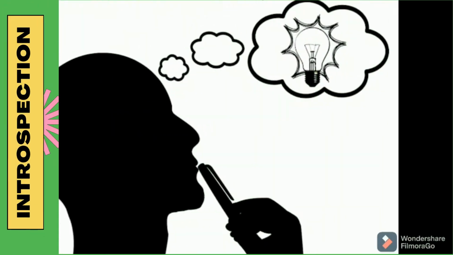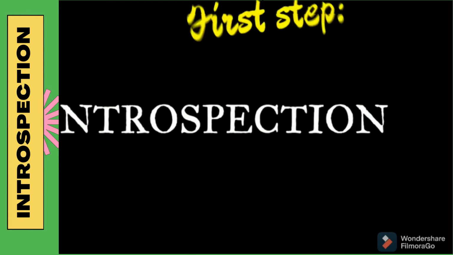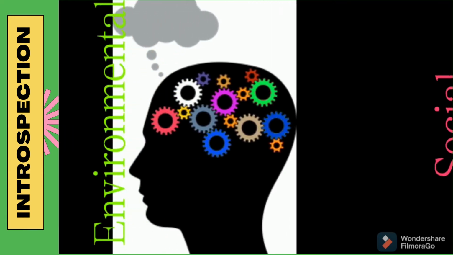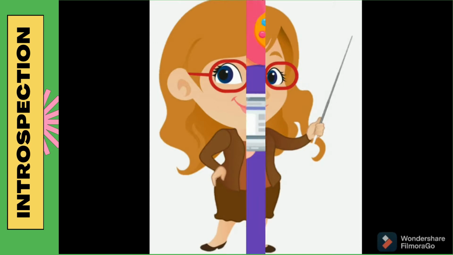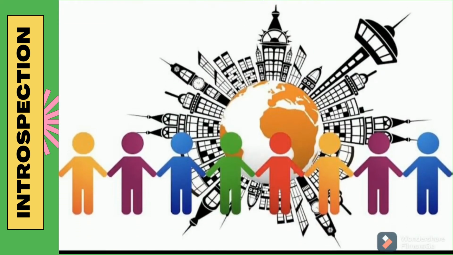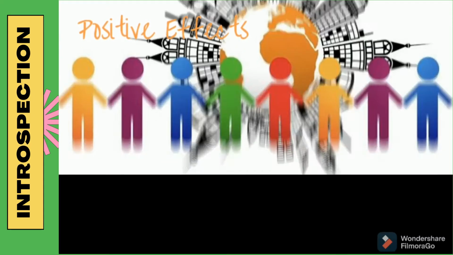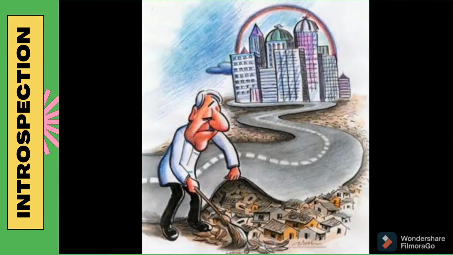Using the reflective teaching model, the first step is introspection, which is the process of self-reflection in social and environmental phenomena. In this step, the teacher will ignite the self-reflection of the students on globalization through showing to them a slide presentation on the negative and positive externalities of globalization.